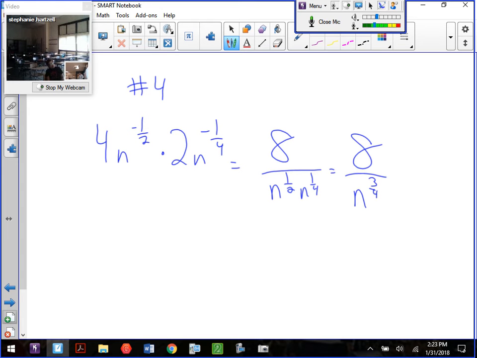But that goes against the instructions. The instructions say no fractional exponents in your denominator, which means add a fourth. Very good. So I have to add a fourth to the top and bottom to keep it balanced. My final answer then becomes 8 n to the 4th over n.